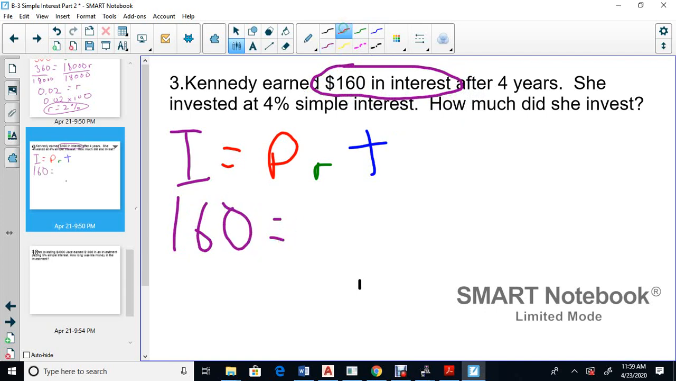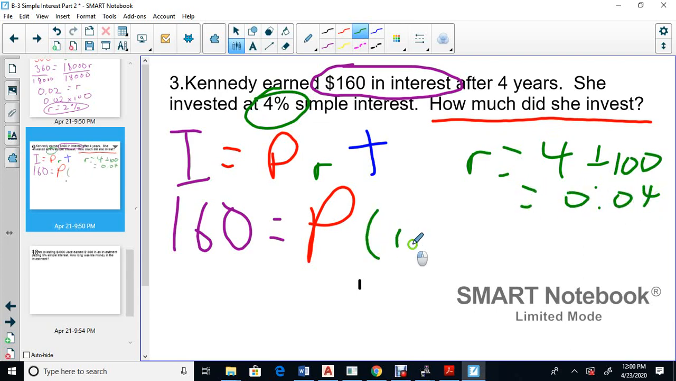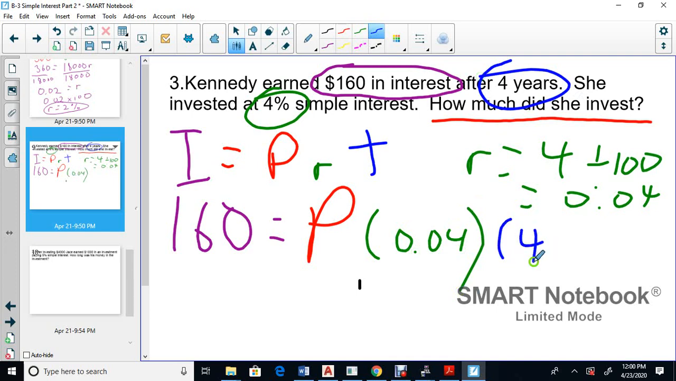P, how much did she invest? Well, that's what we're looking for. We don't know. R, 4%. There it is. So it's the percent, 4%. So R is 4 divided by 100, 0.04. So in here we put 0.04. And then time. So in the blue, 4 years is the time. So we put 4 here.